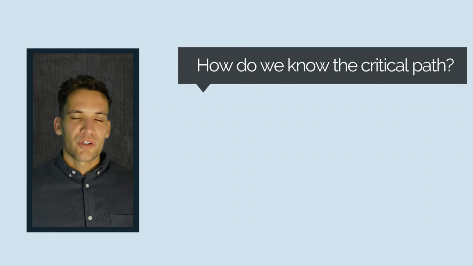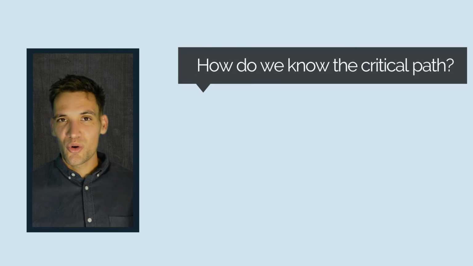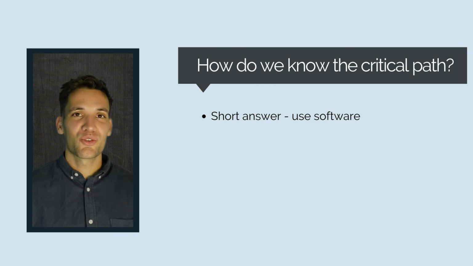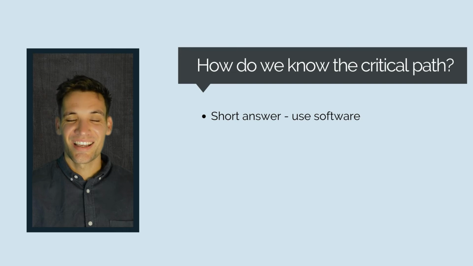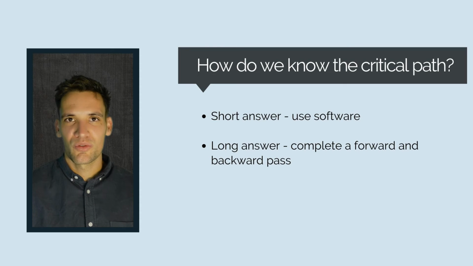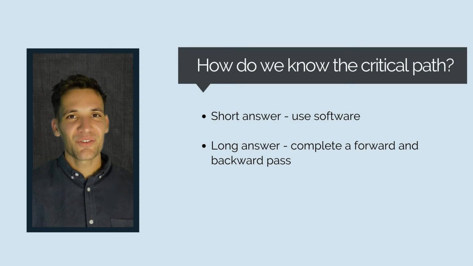How do we know what our critical path is? Well, there's a short and long answer to this question. The short answer is that the software tool we're using is just going to tell us. The long answer is we'll have to do a forward and backward pass to calculate the activity float for every single activity and then work out which activities have zero float. Now, I'm not going to cover how to do a forward and backward pass because it's pretty time consuming. And in reality, you're just going to be using a software tool that tells you what the critical path is.